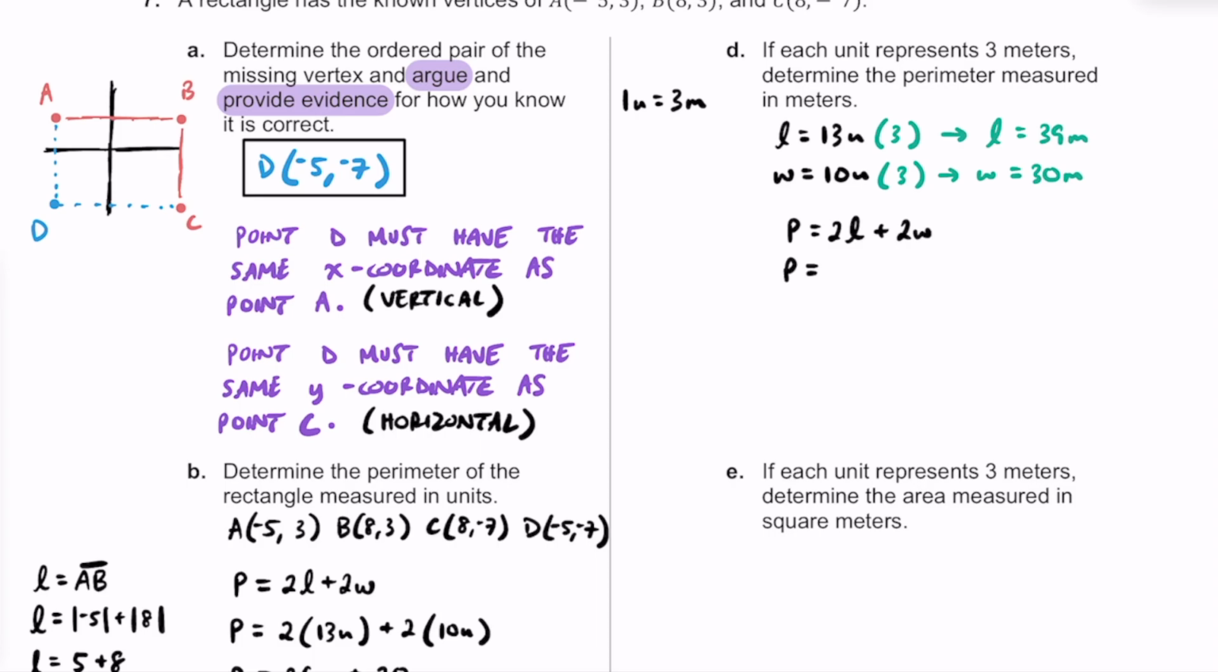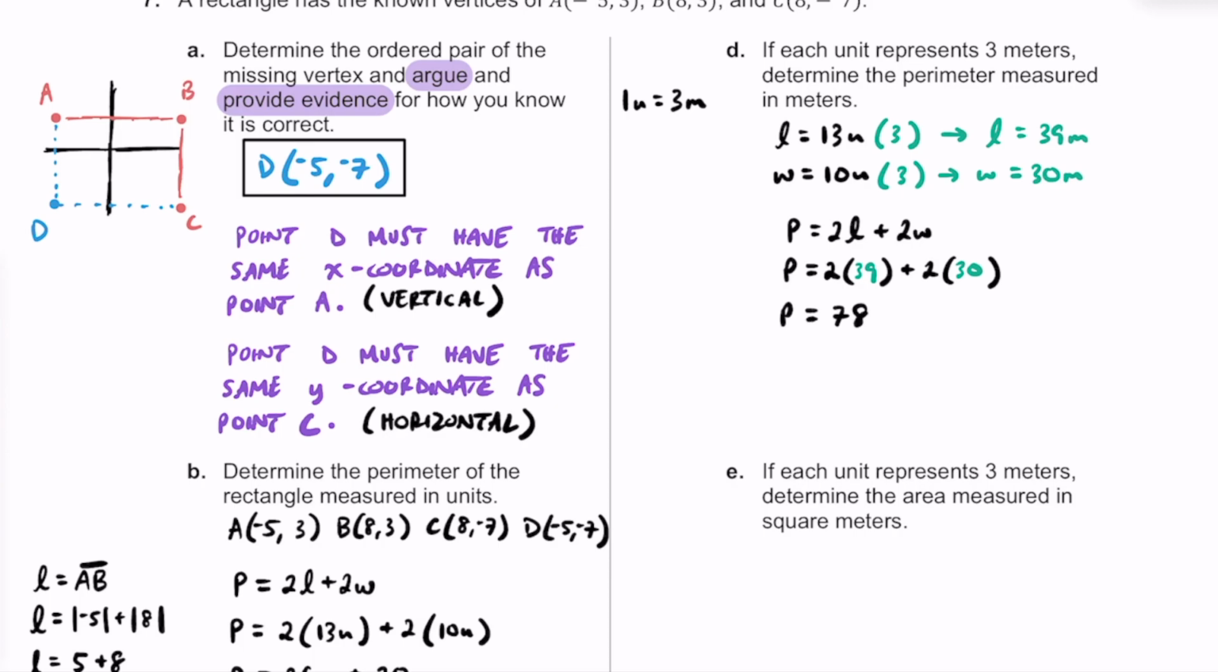So the perimeter here is going to be equal to 2 times that 39. 39 is going to be the length. Let's go ahead and put 39 inside there. And then plus 2 times that width. And that width here we said was 30. All right, so 2 times 39, that's going to be 78.